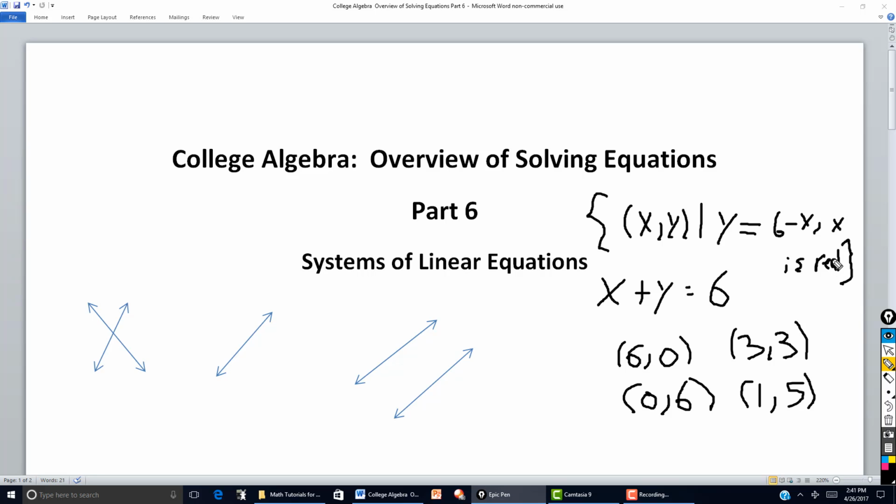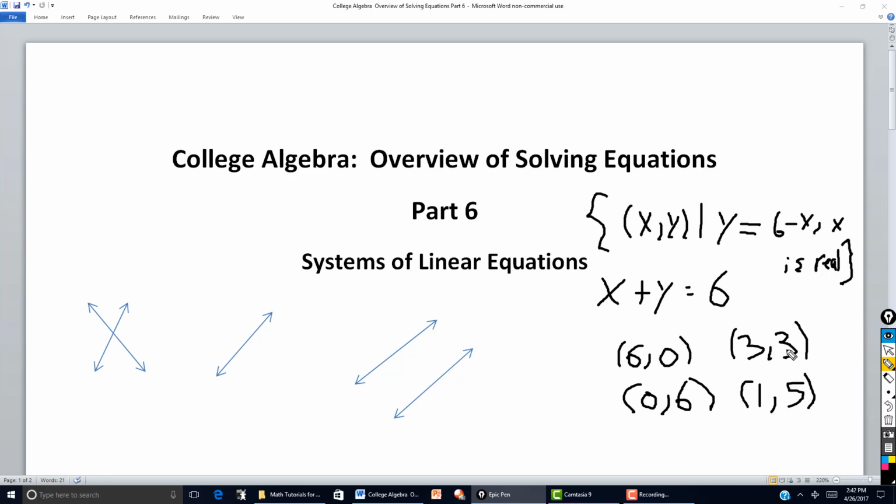So this would tell me, okay, pick a value for x and you get a solution. You pick x to be 0, you get 6. Pick x to be 1, you get 5 for the y. Pick x to be 3, you get 3 for the y, and so on.